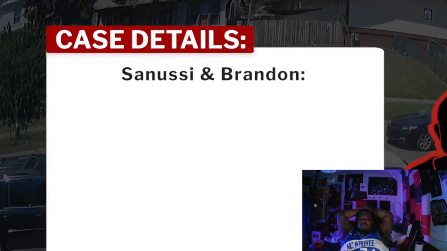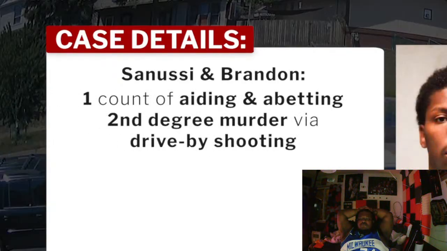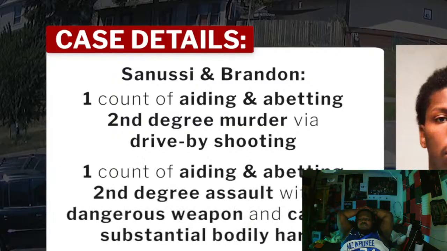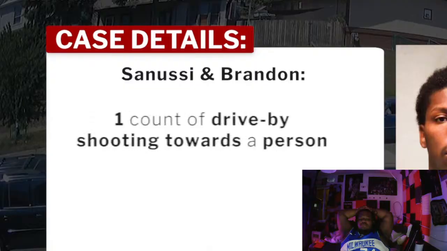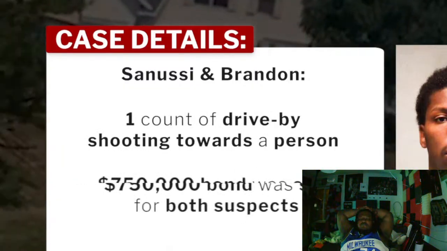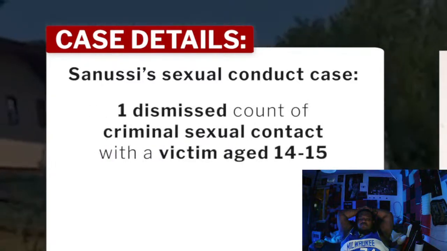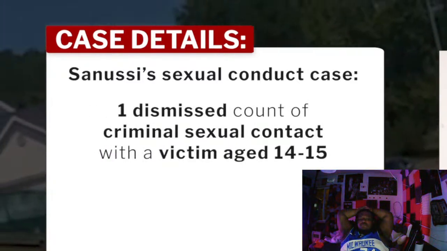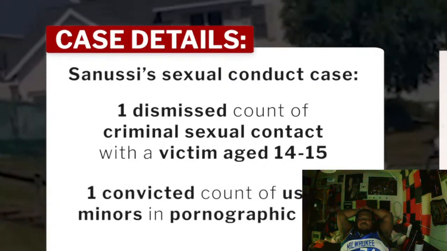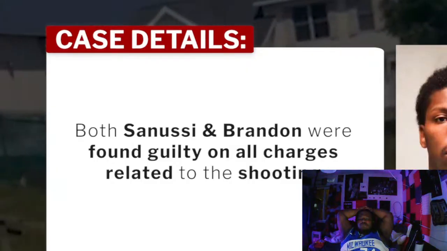The second and third individuals to face charges are Sanusi and Brandon, who both faced one count of aiding and abetting second-degree murder via drive-by shooting, one count of aiding and abetting second-degree assault with a dangerous weapon and causing substantial bodily harm, and one count of drive-by shooting towards a person. A $750,000 bond was set for both suspects. Outside of this incident, Sanusi's court case involving coercing and filming an underage girl to perform sexual acts led to one dismissed count of criminal sexual contact with a victim aged 14 to 15 and one convicted count of use of minors in pornographic work. Regarding this incident, both were found guilty on all charges in separate jury trials.